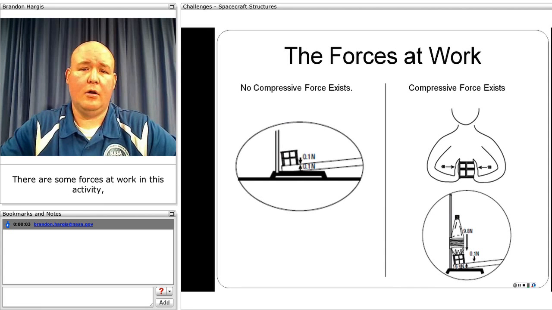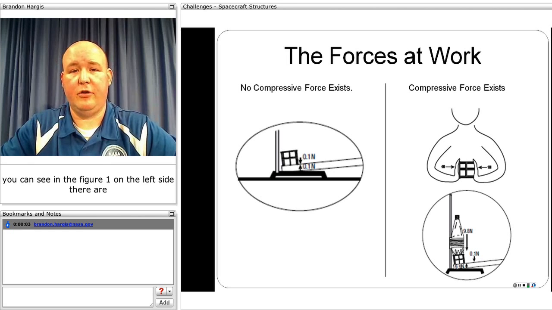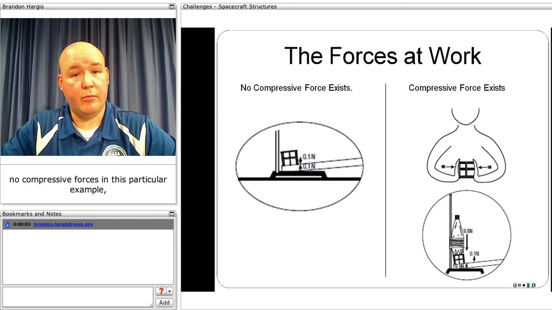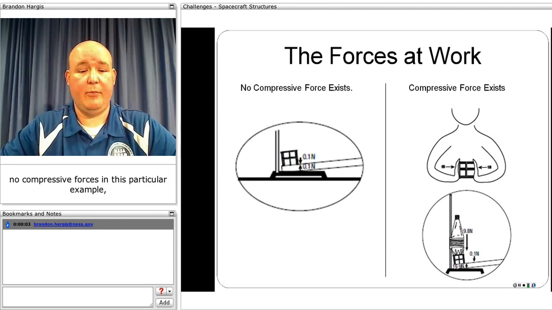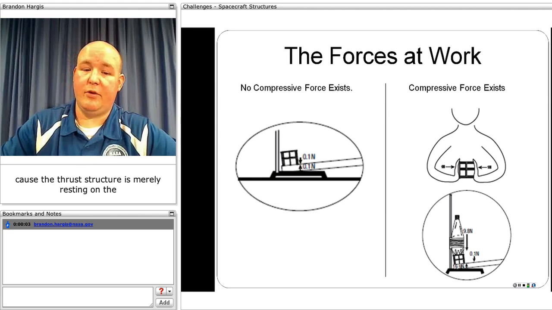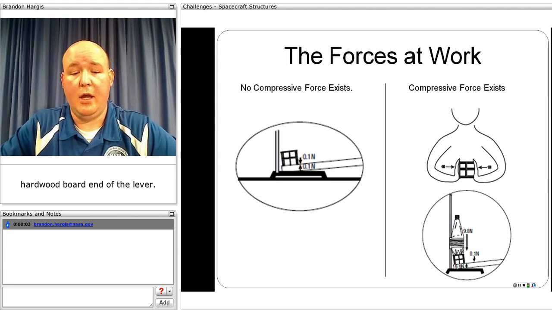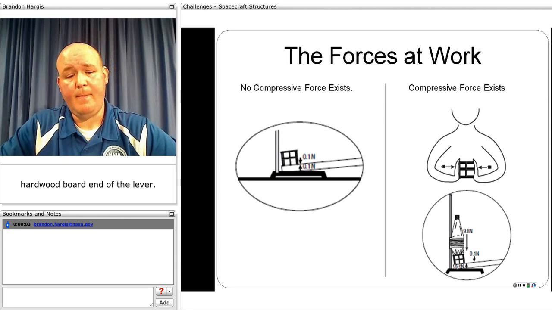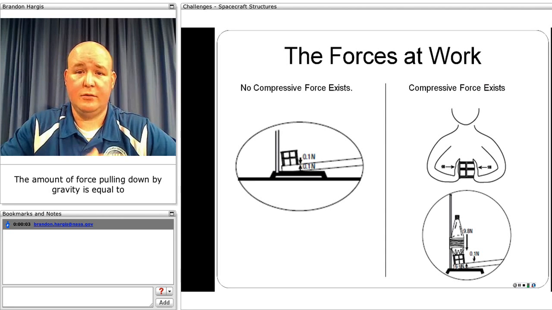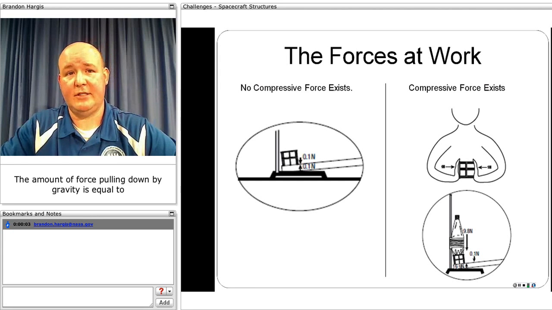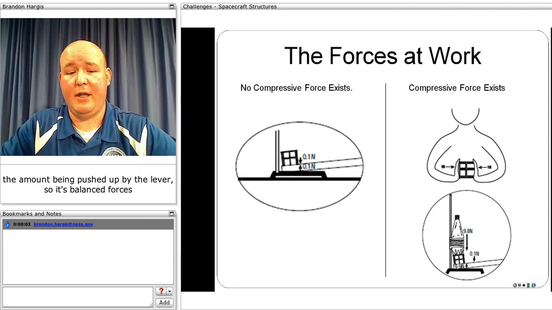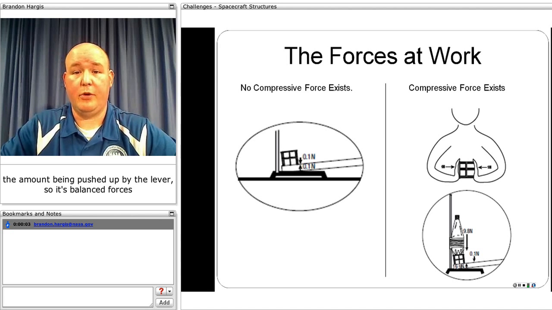There are some forces at work in this activity. You can see in figure 1 on the left side there are no compressive forces in this particular example because the thrust structure is merely resting on the hardwood board end of the lever, and the amount of force pulling down by gravity is equal to the amount being pushed up by the lever, so it's balanced forces and there's no compressive force.